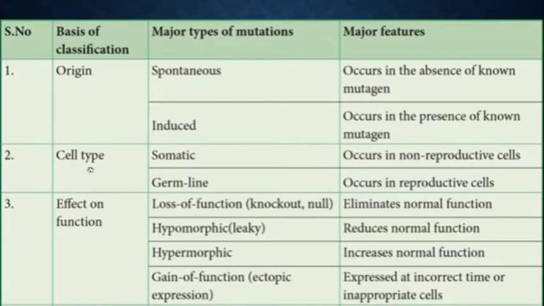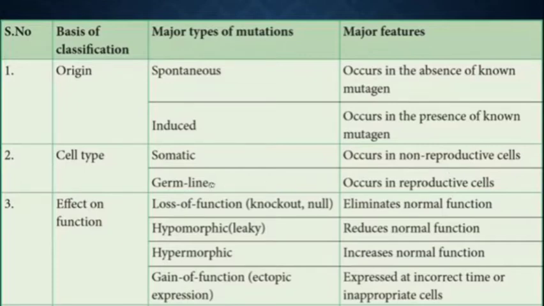Then cell type. Which type of cell is involved in the mutation? Here they have given both somatic cell and germline cell. Somatic cells, as we know very well, are body cells. They do not involve the reproductive cells. It occurs in non-reproductive cells. That is somatic cells, the body cells.